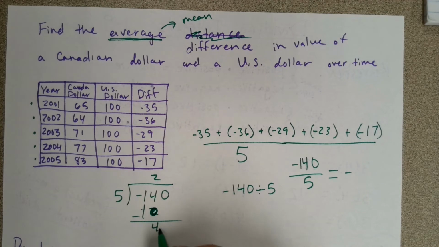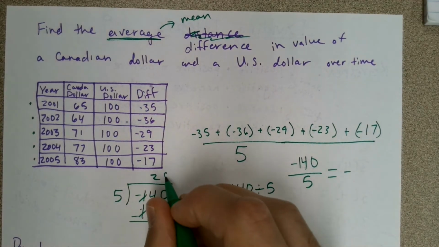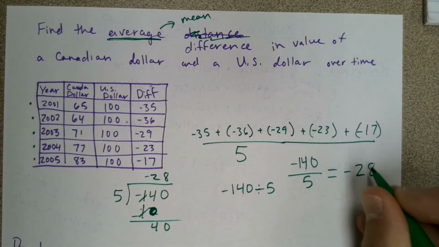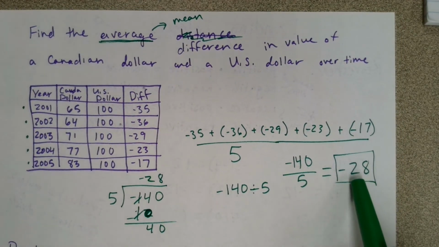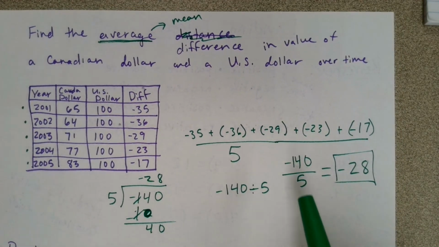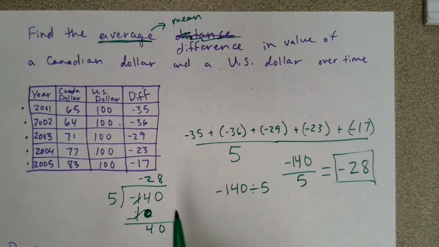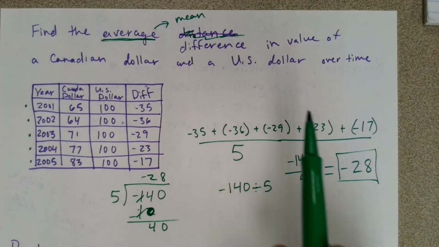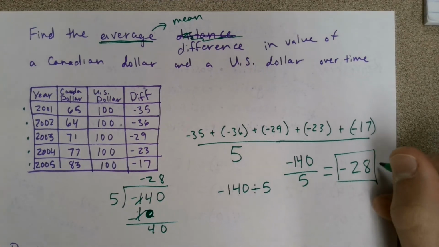Subtract there. 40 left behind. Those ones cancel out. 5 goes into 40 8 times. Got to carry that negative up. Gives me a final answer of negative 28. I know it's negative because I have a negative and a positive. Negative 28 would be our difference there. So our average difference in the value of the Canadian dollar and the US dollar over time is negative 28 cents. That's how they have it labeled.